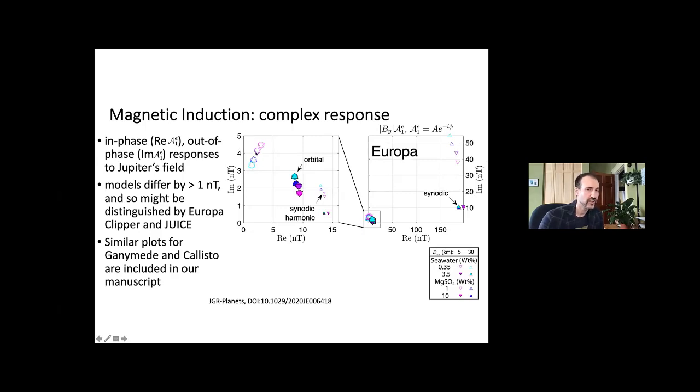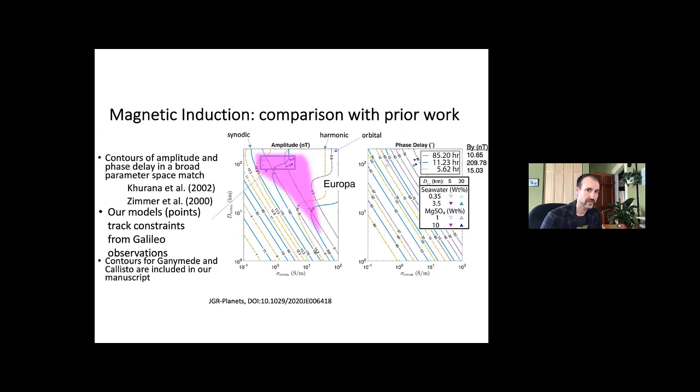And this is a lot of material that I don't have a lot of time to go into, but what I want to emphasize is that we expect Europa Clipper and JUICE should be able to sense signals that are stronger than 1 nanotesla. And so the differences between our models are in many cases larger than 1 nanotesla. But this kind of work is the beginning of, just as I mentioned, looking at a broad parameter space of likely models and asking how well you might be able to detect those different models.